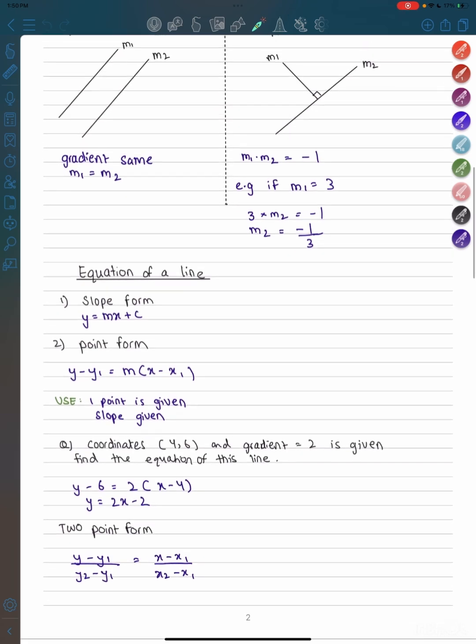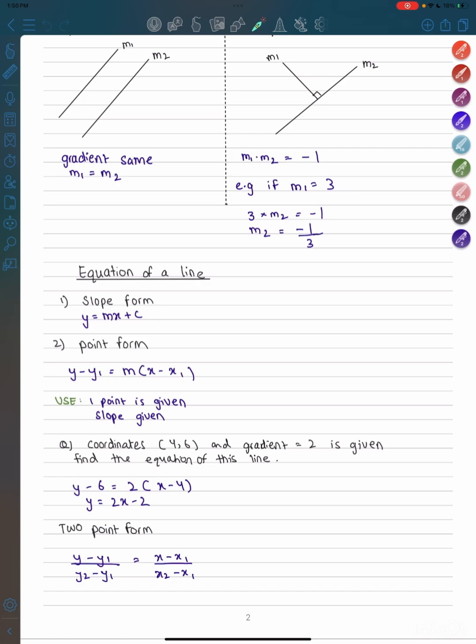Then we come to the equation of lines. The slope form is honestly the most important one. Why? Because the others are just a derivation of the first form. Personally, I find this one to be very handy. This one, I mean, it is a little hard to remember, so if you want, you can skip it, but if you do remember it, it will help you a lot.